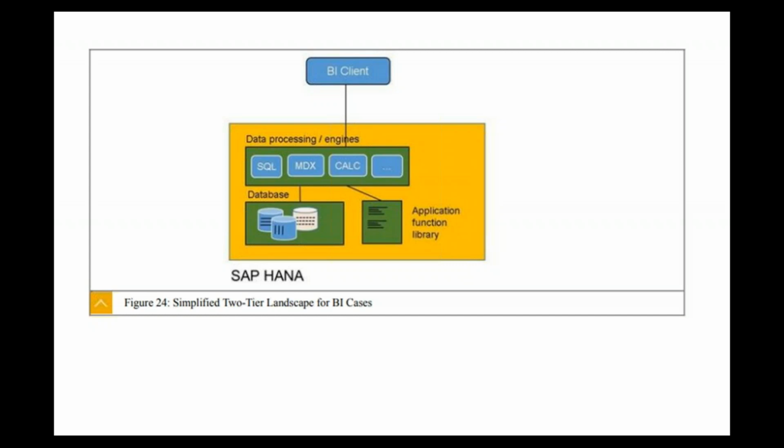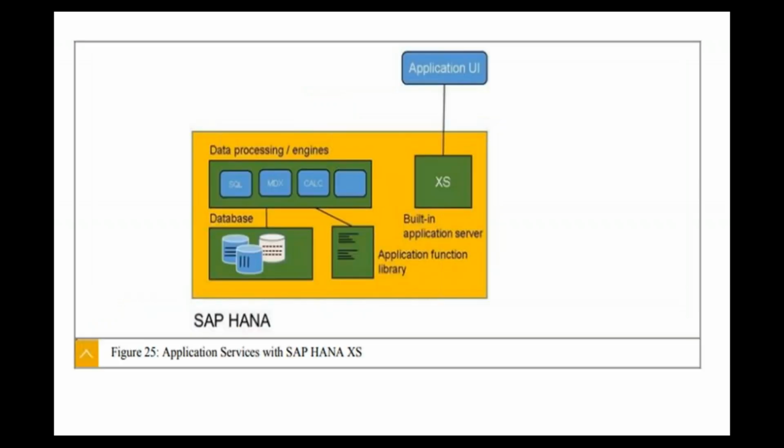This is a two-tier one. In this we have SAP HANA, we have the data processing engine, and we have the BI client. This is a two-tier architecture. The two-tier architecture is not that frequent. The three-tier architecture is what we will be frequently using.